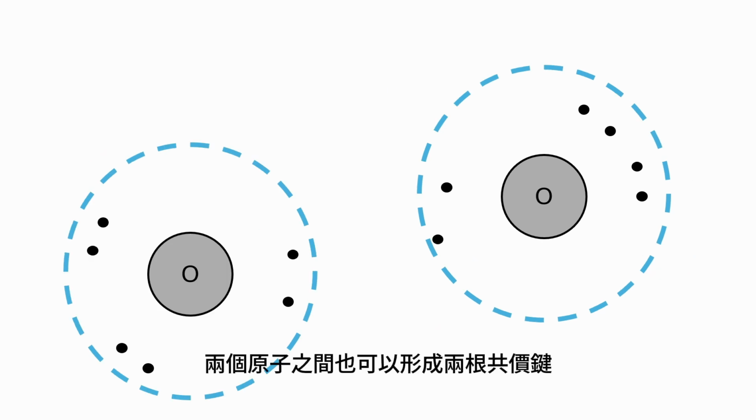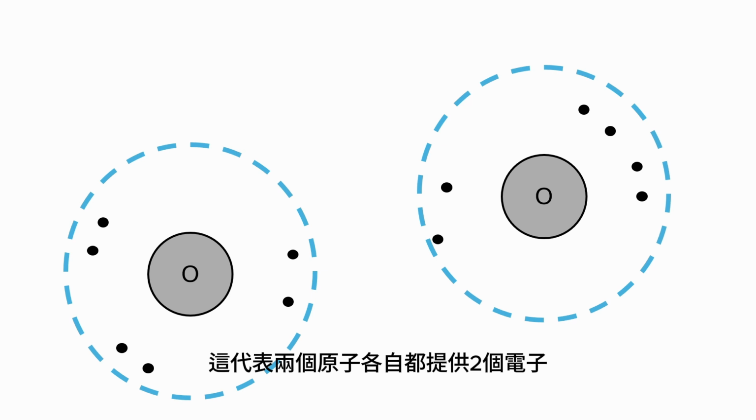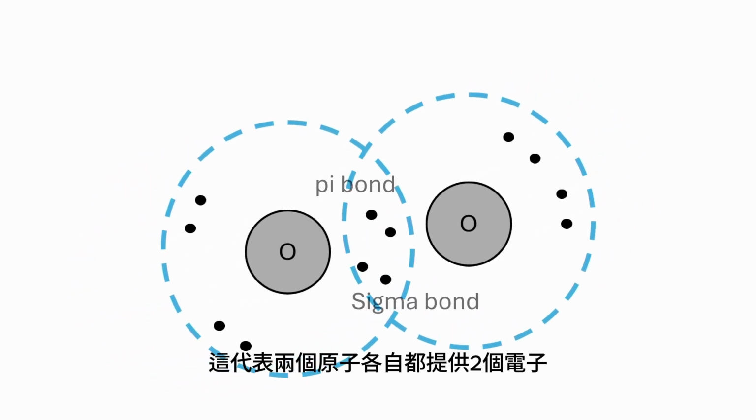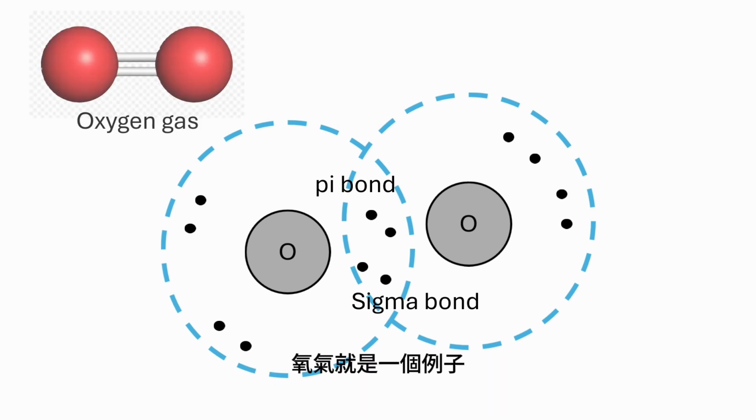There can also be 2 covalent bonds between 2 atoms. This means both atoms each provide 2 electrons to share. In chemistry, these 2 pairs are different. The first pair forms a strong connection called a sigma bond, and the second pair forms an extra connection called a pi bond. You can see this in oxygen gas, where 2 oxygen atoms are held together by this kind of double bond to stay stable.